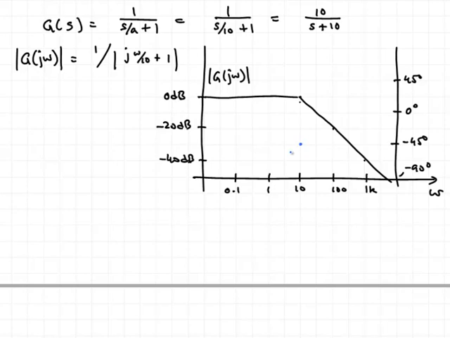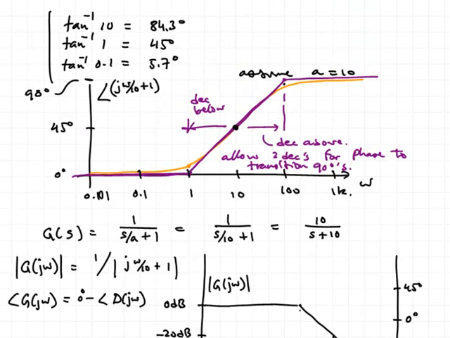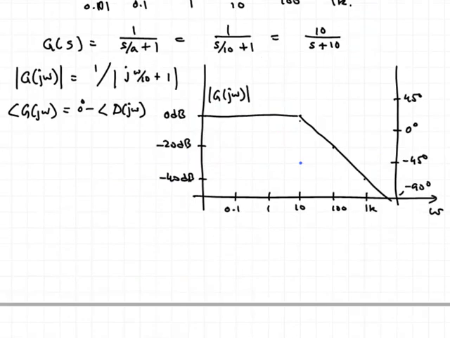At the breakpoint, the angle of g of j omega is equal to the angle of the numerator, which is 0, minus the angle of the denominator. And we plotted the angle of the denominator previously, right here. Now that that term is down in the denominator, we're going to put a minus sign in front of it.